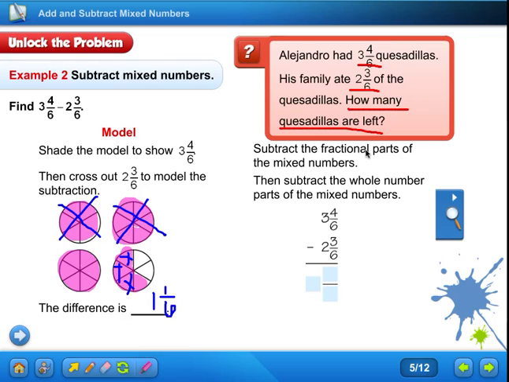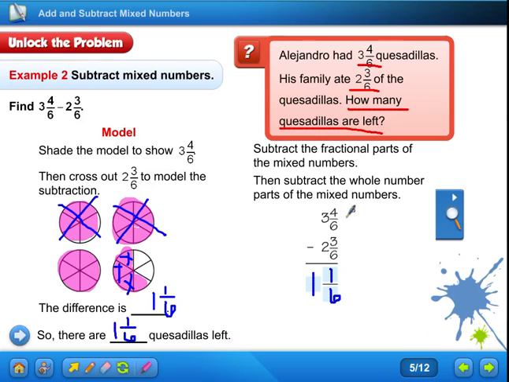So subtract the fractional parts of the mixed number. Then subtract the whole number of the mixed number. Okay, so your bottoms are the same, so let's just subtract the tops. 4 minus 3 is 1. Bottoms are the same, you just put it down there. 3 minus 2 is 1. Same answer. So there are 1 and 1/6 quesadillas left.